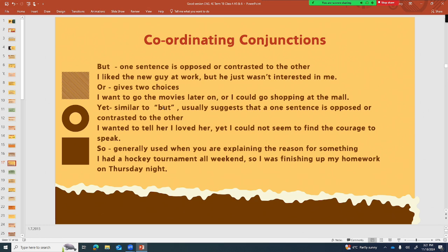Yet is similar to but. It still has that idea of two sentences that are opposed to each other. I wanted to tell her I loved her, yet I could not seem to find the courage to speak. So is like for in that you use it when you're trying to explain the reason for something. I had a hockey tournament all weekend, so I was finishing up my homework on Thursday night.